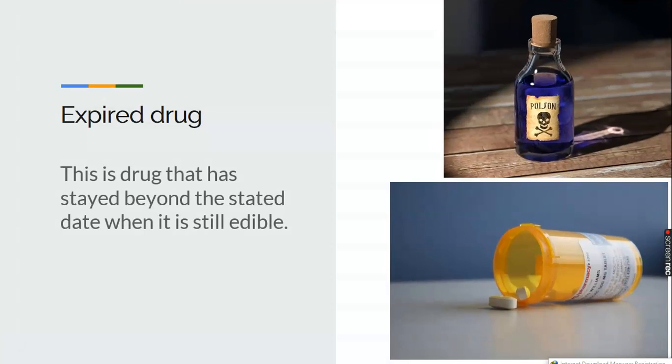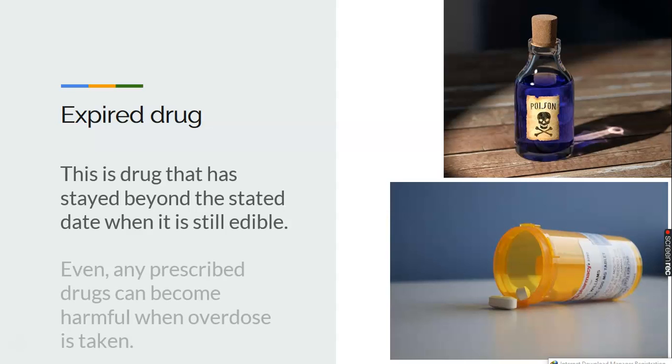Expired drugs. These are drugs that have stayed beyond the date when it can still be used. Alright? Even prescribed drugs can become harmful when there is an overdose. So it's not only expired drugs, even overdose of drugs is also very harmful to the body.